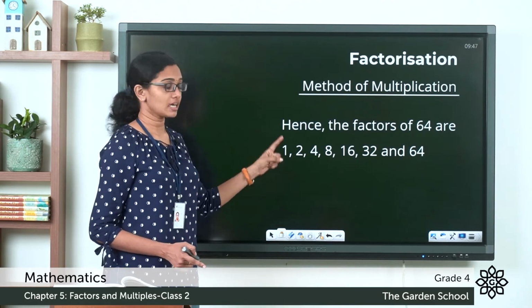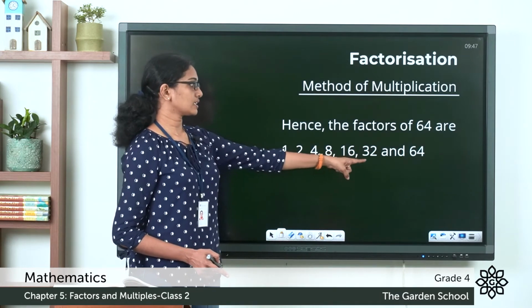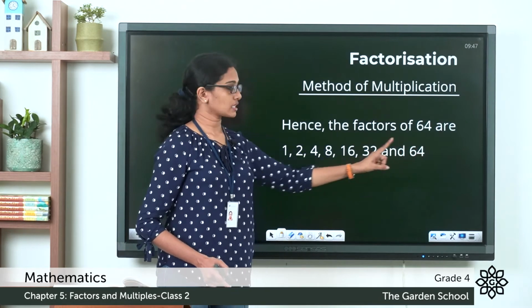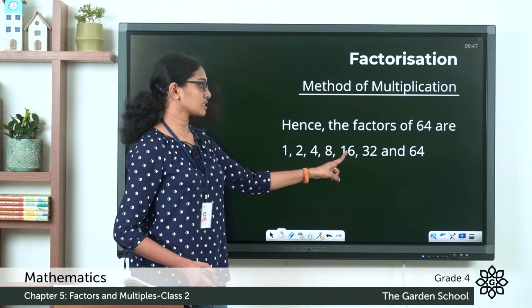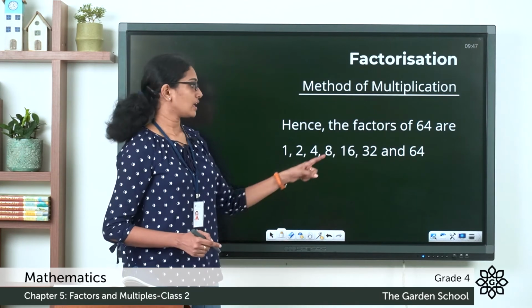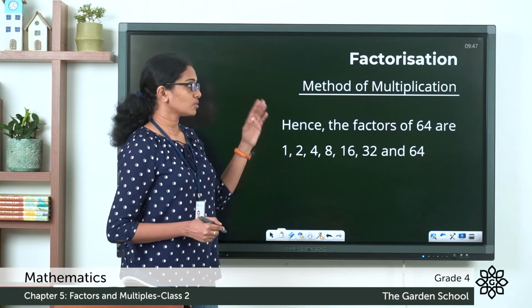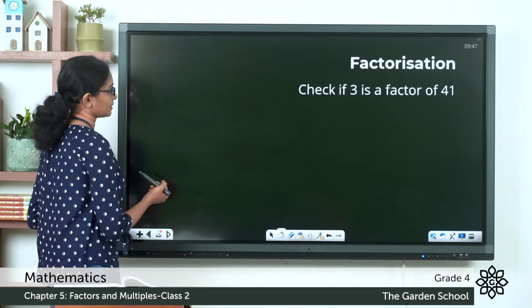The factors are 1, 2, 4, 8, 16, 32 and 64. 1 into 64 equals 64. 2 into 32 is equal to 64. 4 into 16 is equal to 64. And also 8 into 8 is equal to 64. So, we have the factors of 64 by the method of multiplication.